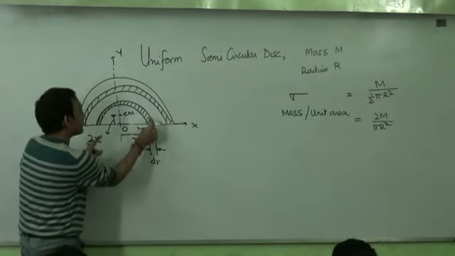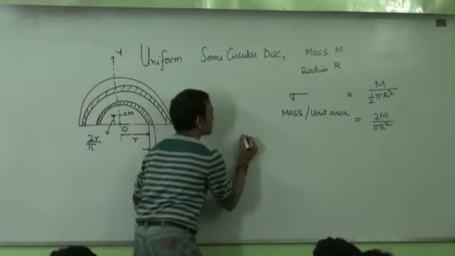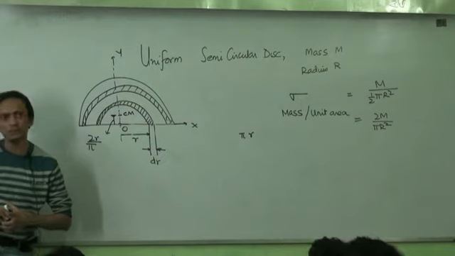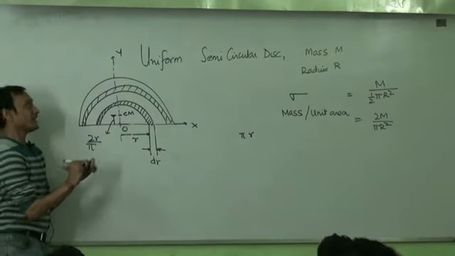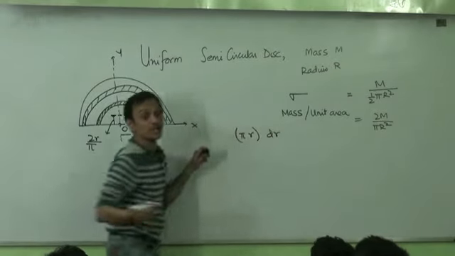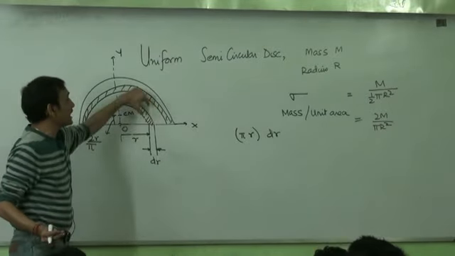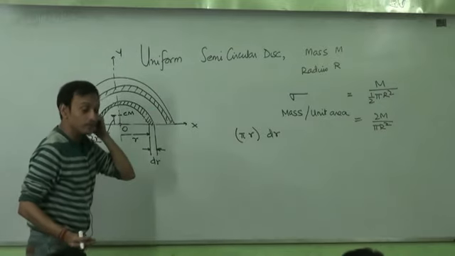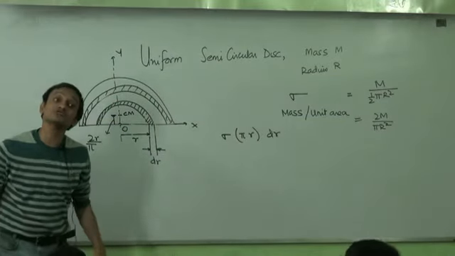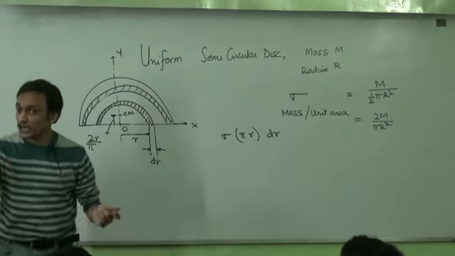Now, what's the area of the shaded portion? What's the circumference of the shaded portion? Circumference of the shaded portion is pi r, into dr. Dr is the thickness. Pi r is the circumference into thickness, dr, will give me the area of the shaded portion, right? This area into mass per unit area, sigma, will give me the mass of the shaded portion, right?